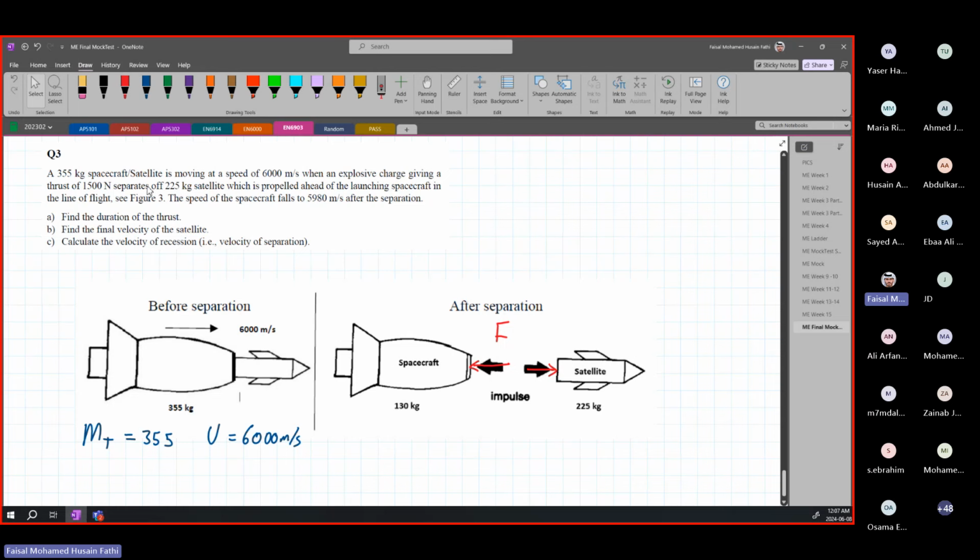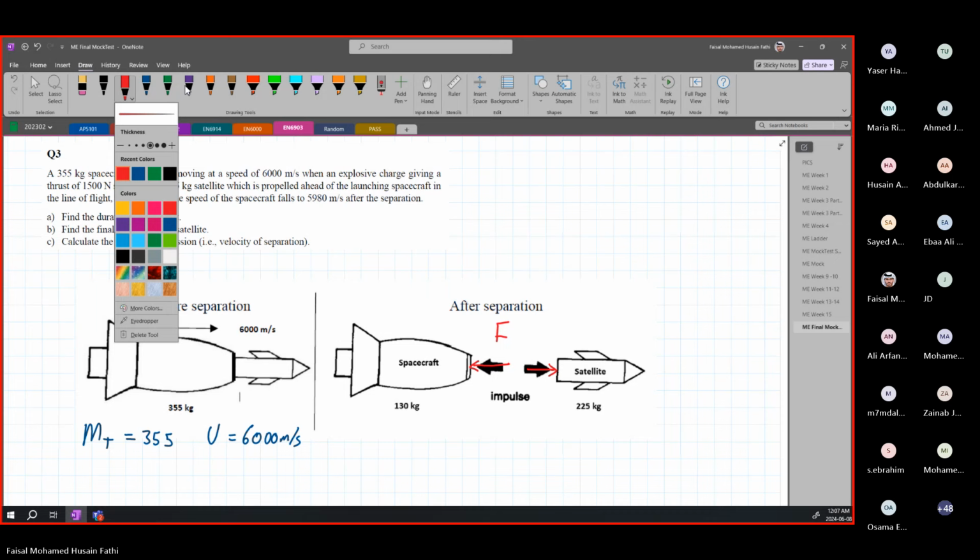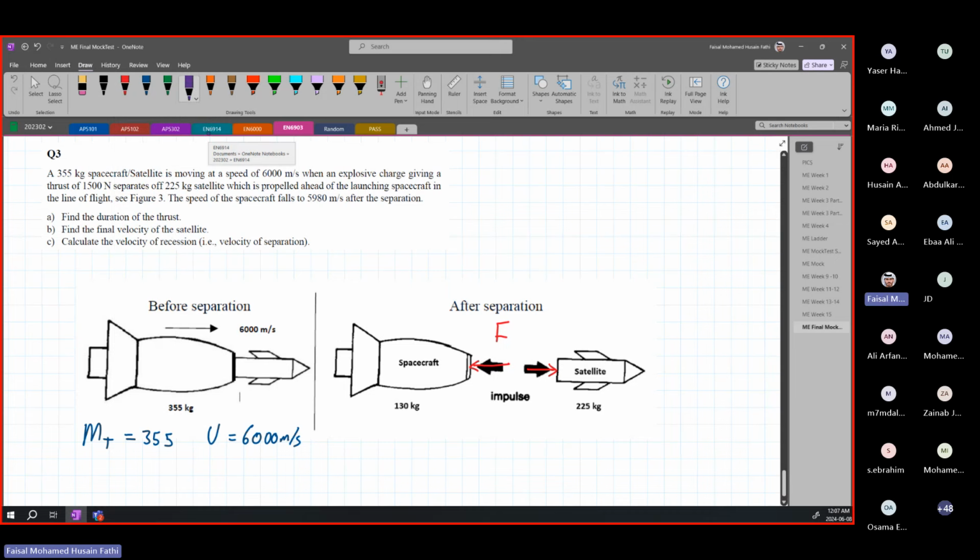Separates off 225 kilogram satellite. So we're going to call this our MB. All right. Let's use the color purple. All right. So this is MB, which is equal to 225 kilograms, which is propelled ahead of the launching spacecraft in the line. Meaning what? Meaning that it is moving in the same direction as the initial spacecraft. This is what it means by propelled ahead.